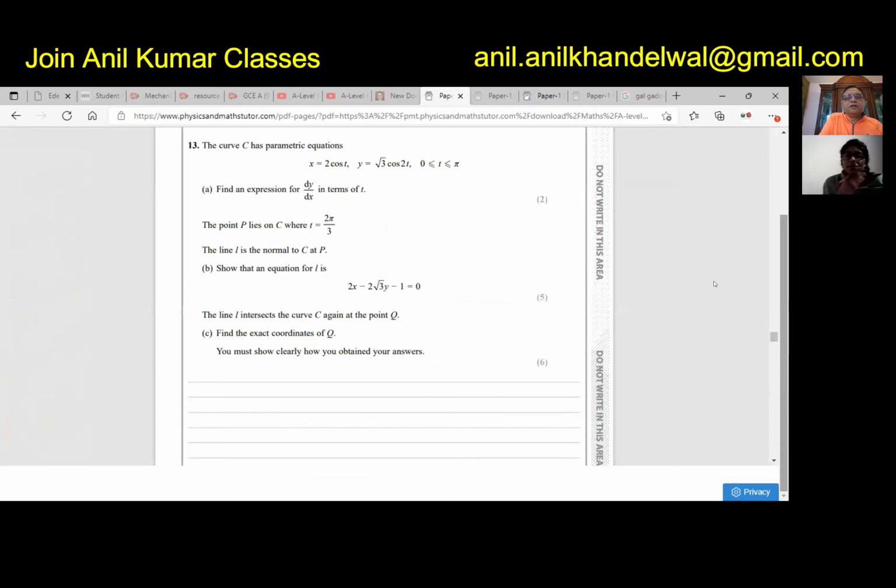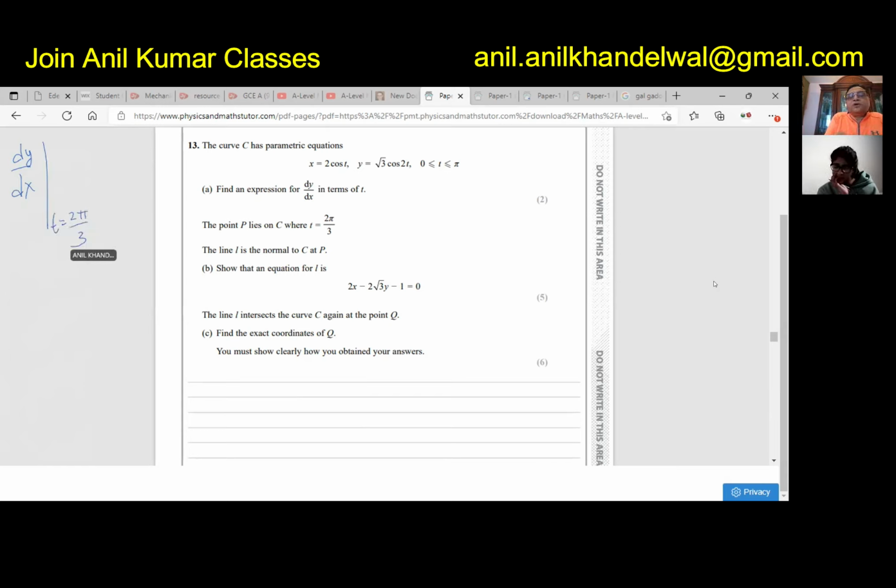Now, the point P lies on the curve C, where t is 2 pi by 3. So t value is given to you. The line L is normal to C at P. So we have to, the derivative will give you slope, right? Normal will be negative reciprocal. Show that the equation of L is this. So now we know the derivative. So let's find dy dx at t equals to 2 pi by 3.